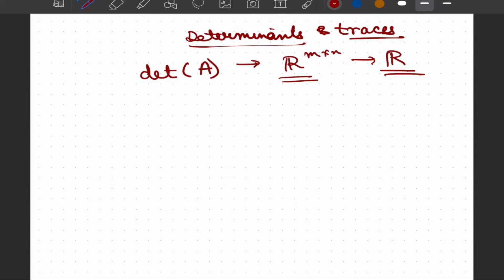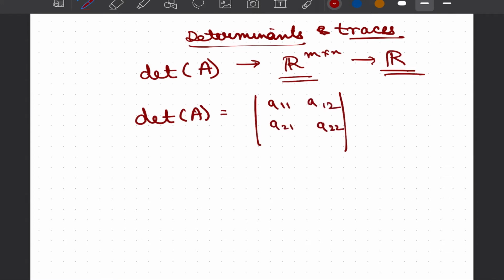How to calculate the determinant? So basically, when we talk about a 2 cross 2 matrix, let us say A11, A12, A21, A22, we simply say that in this case, determinant is A11 A22 minus A12 A21.